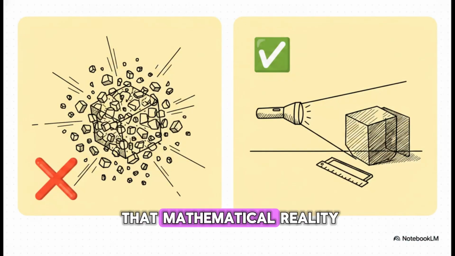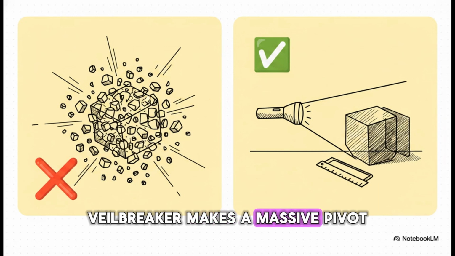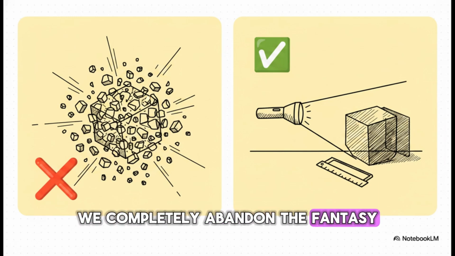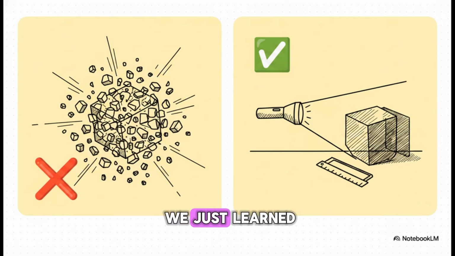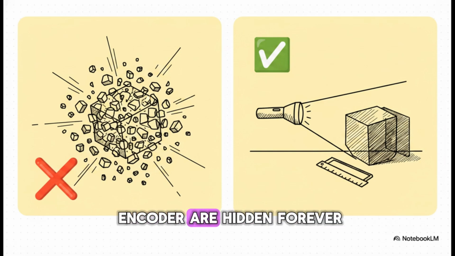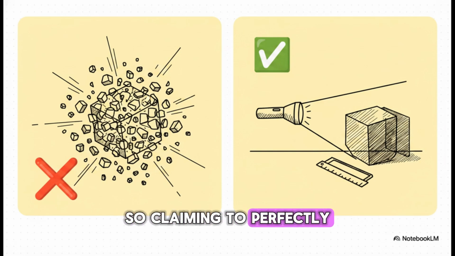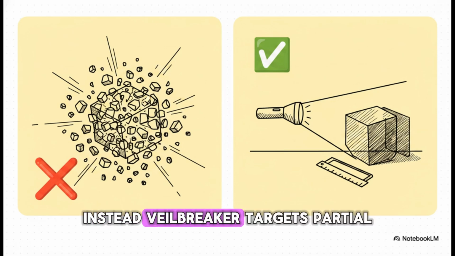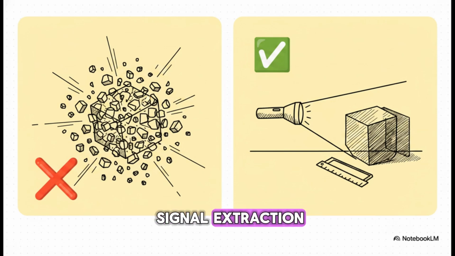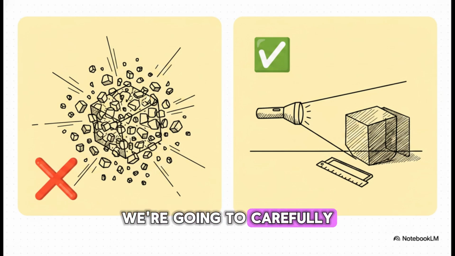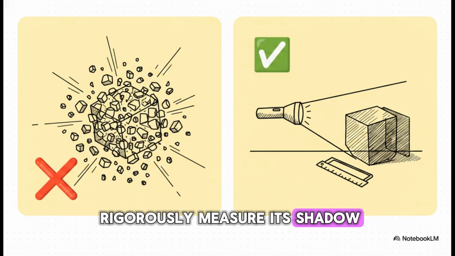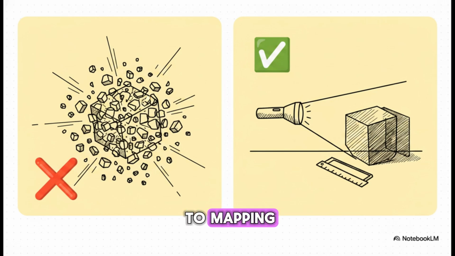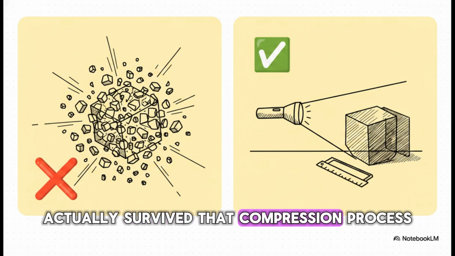Because of that mathematical reality, VEILBreaker makes a massive pivot. We completely abandon the fantasy of full reconstruction. As we just learned, the original dataset and encoder are hidden forever, so claiming to perfectly recover them, that would just be intellectually dishonest. Instead, VEILBreaker targets partial signal extraction. And this is highly achievable. If we can't have the original object, we're going to carefully, rigorously measure its shadow. The entire focus shifts to mapping whatever geometric relationships and data structures actually survived that compression process.